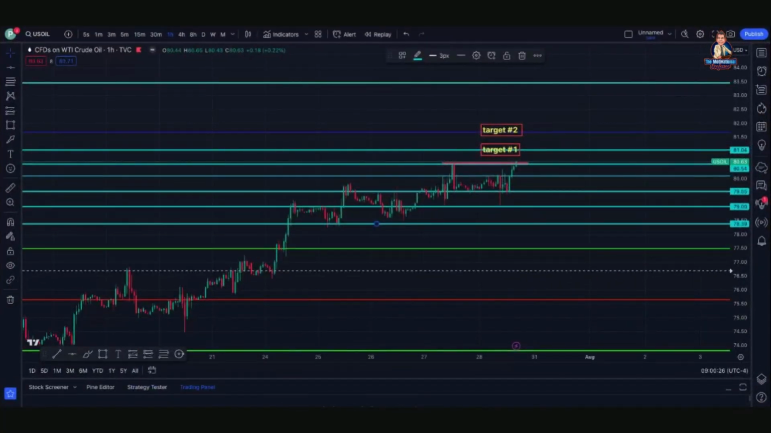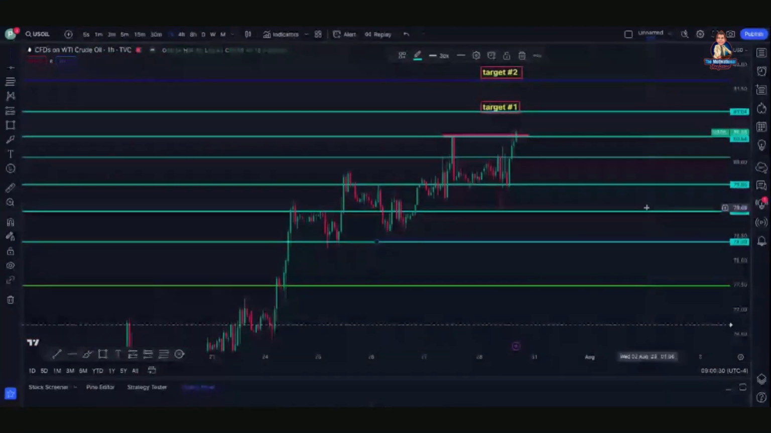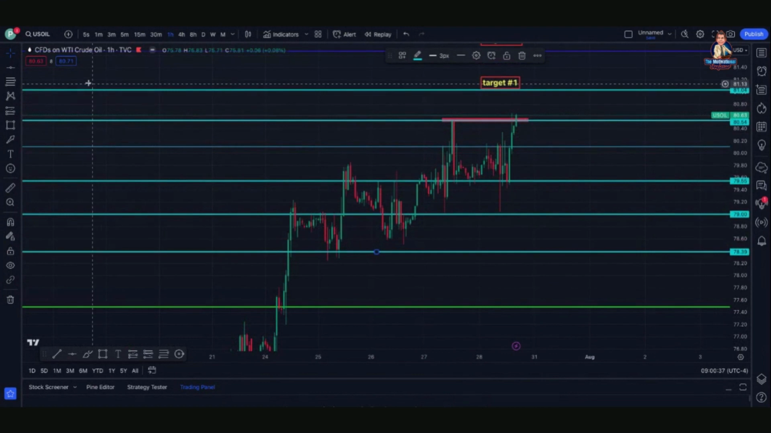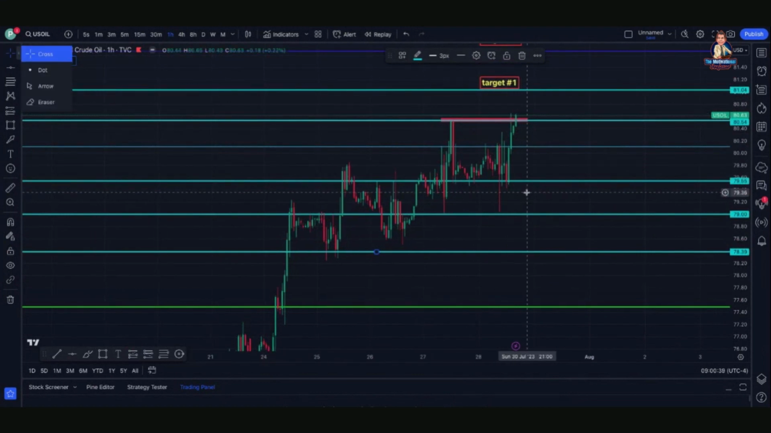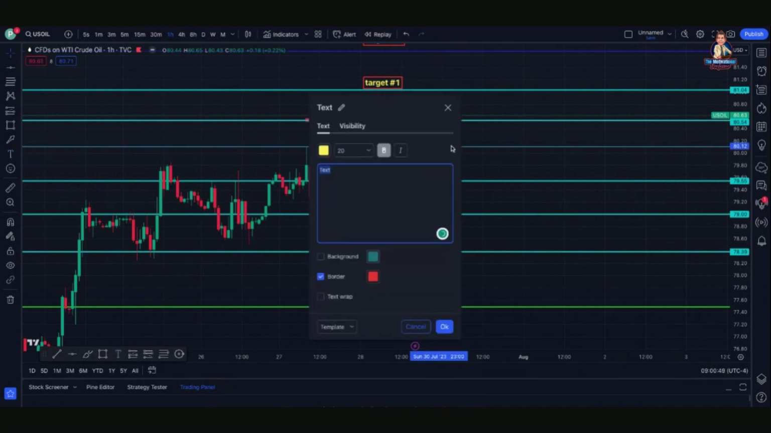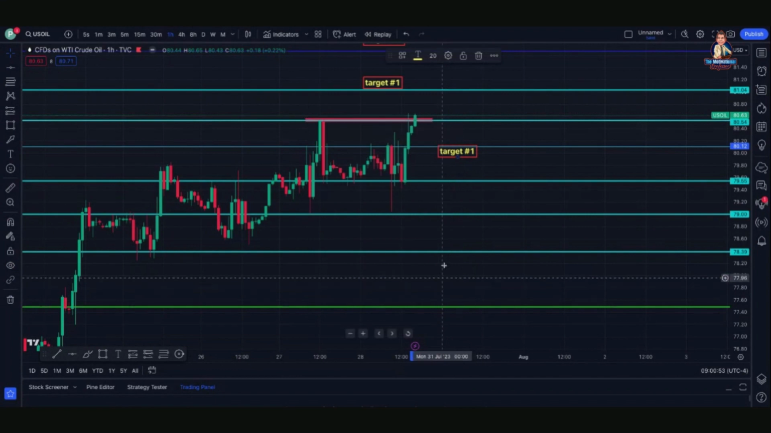So again, kind of going back to the analysis here, this is kind of what we're looking for. These are going to be our targets to the top side. Now, if we see rejection for whatever reason and price begins to come down in this area, then these are going to be our targets where we take profit. So target zones are profit zones. The first place you should take profit is about that 80.19 area.